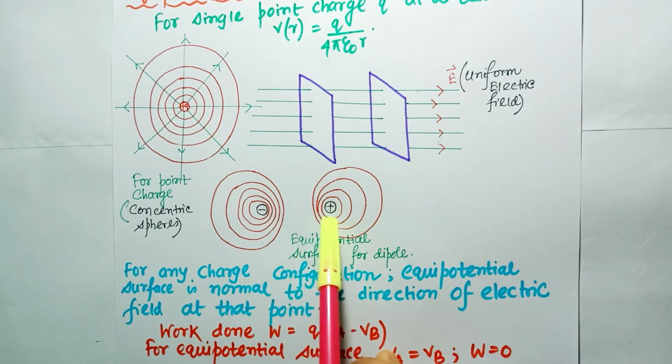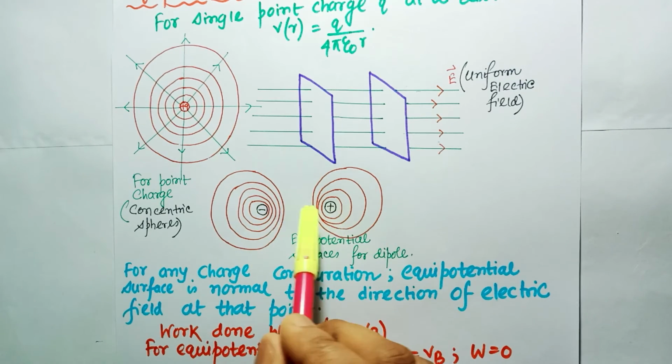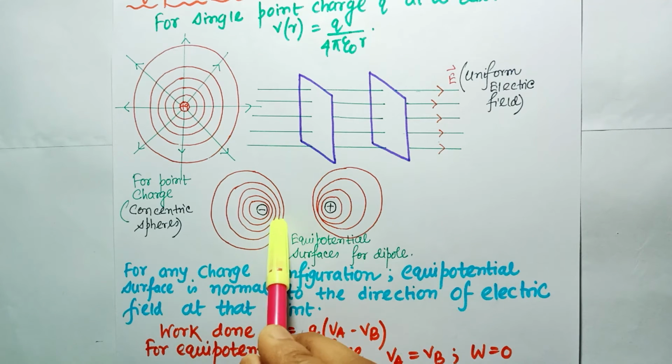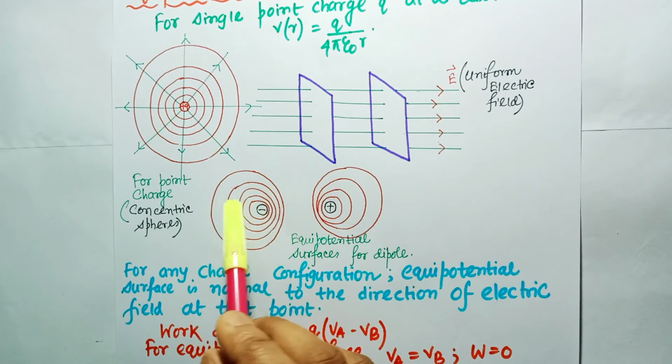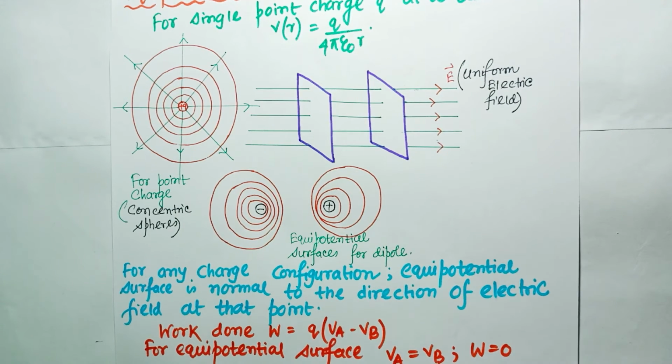Similarly, these are the equipotential surfaces for a dipole. You can see where the charges are, this is for the minus one, this is for the plus one. In between them, the distance between the two surfaces gets closer, and on the other side it is wider. So for any charge configuration, the equipotential surface is normal to the direction of the electric field at that point.